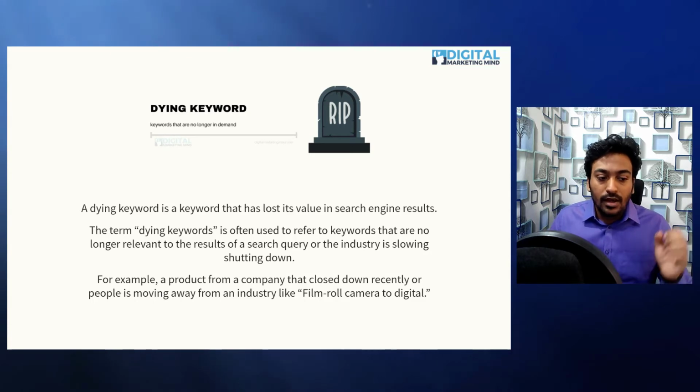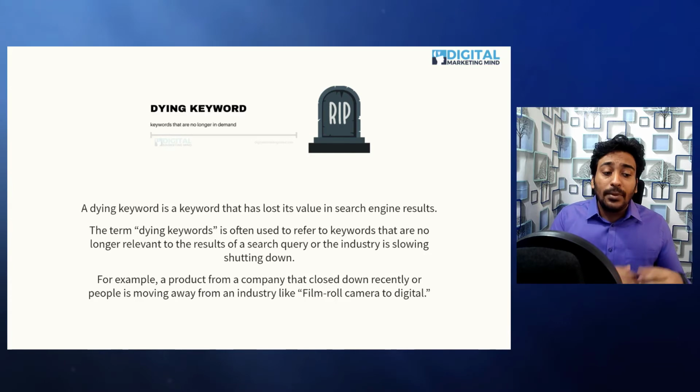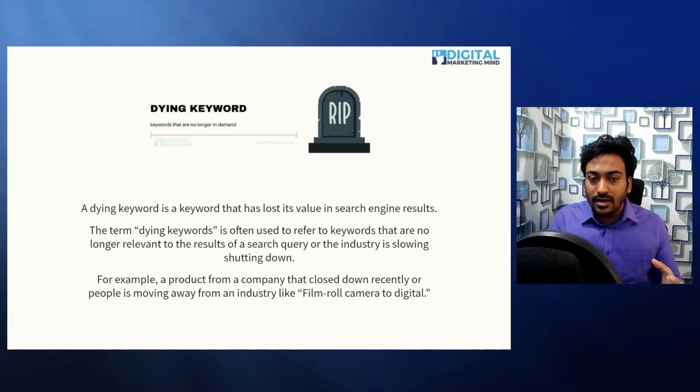For example, a product from a company that closed down recently, or people moving away from an industry like film-roll cameras to digital cameras. So what happens is, for example, products get shut down or a service or something.